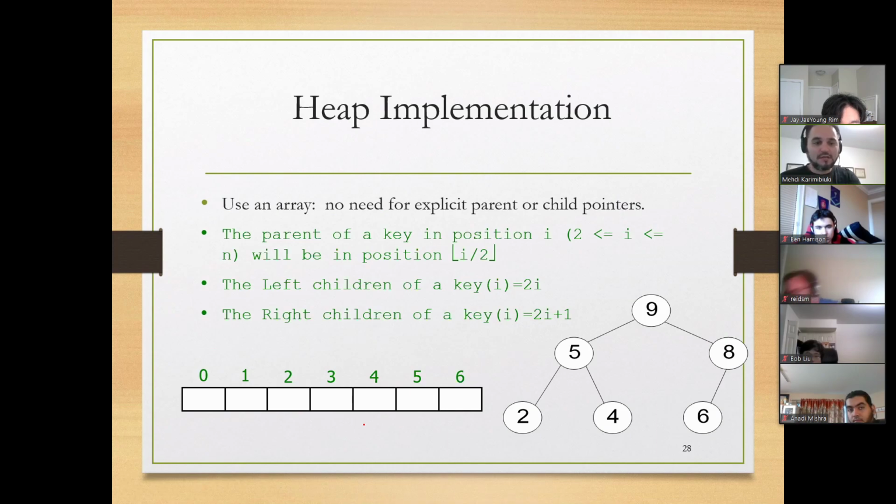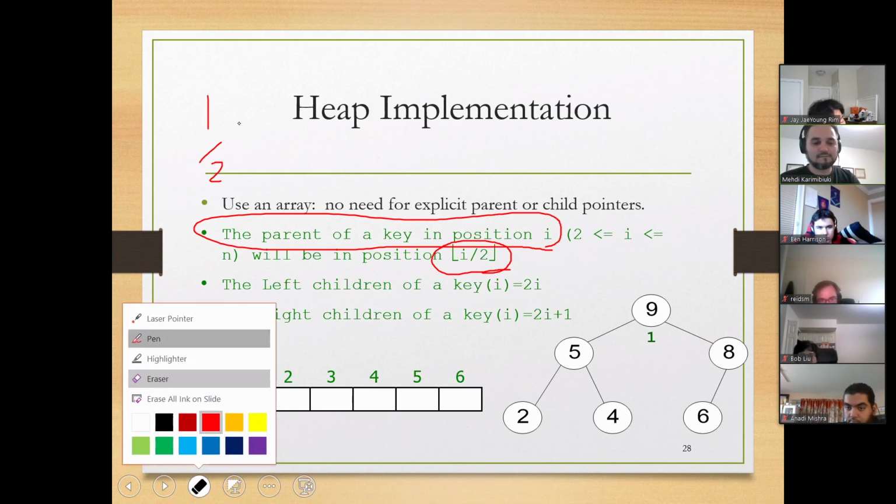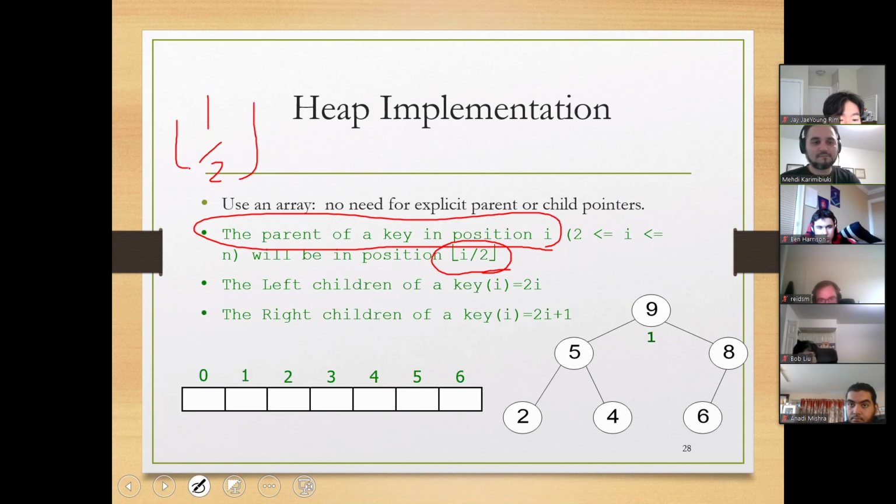the rules are this: the parent of a key in position i will be in position floor of i divided by 2. Let me show how I do it. This guy is in position 1, then the floor of 1 divided by 2 is 0.